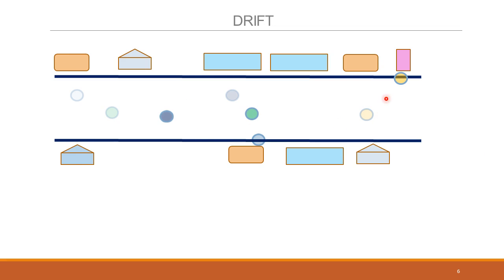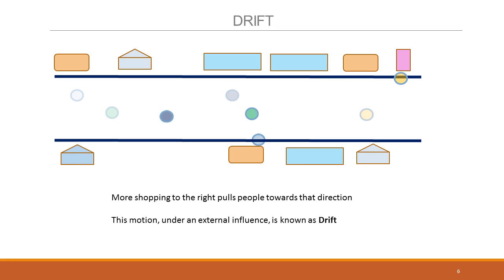So that's what happens, right? You create a force, you create an attraction in one direction. There will be a general tendency for people to move towards that direction. You would have seen that yourself before, and this is called drift. More shopping to the right pulls people towards that direction, and this motion under an external influence is known as drift. So people are drifted on the average from the left hand side to the right hand side.